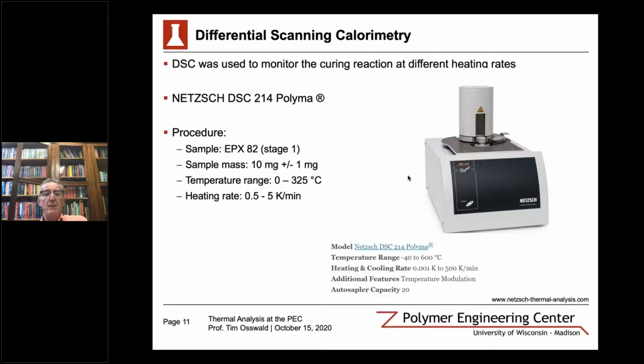And again, we put in samples after stage 1, so the UV curing had already taken place, and that's a whole other story, how to characterize the UV curing stage, and that can also be done with NETZSCH equipment, but it is not part of this study. Sample size was also about 10 milligrams, plus or minus 1 milligram, and we did a temperature range from 0 to 325 degrees C, and we did heating rates between 0.5 degree Kelvin to 5 degrees Kelvin per minute.